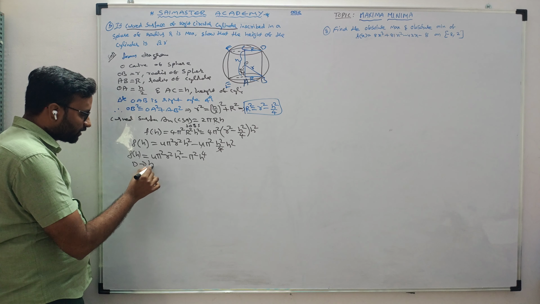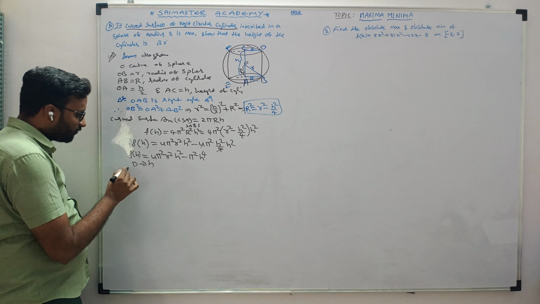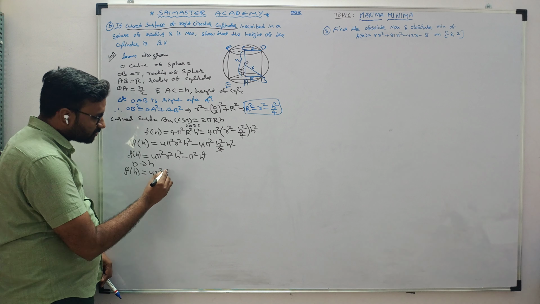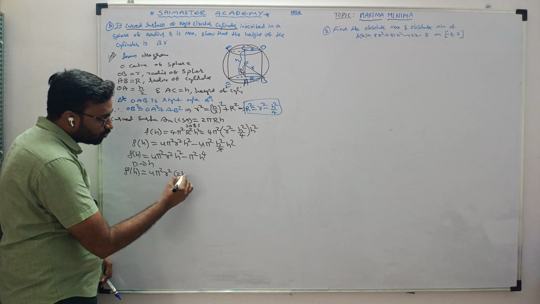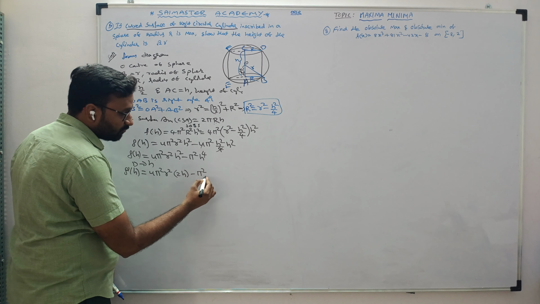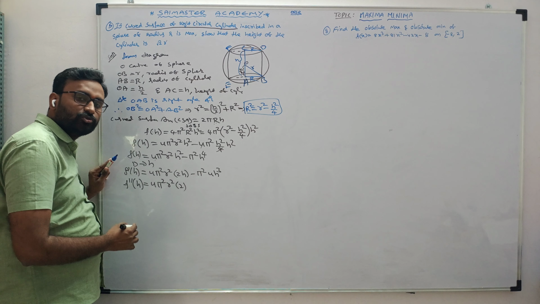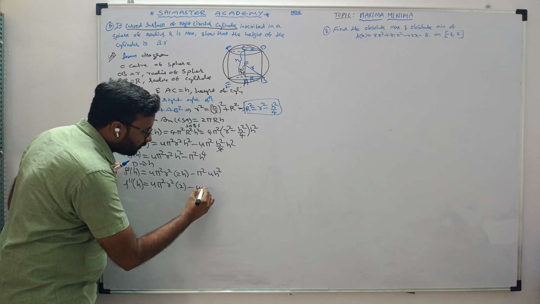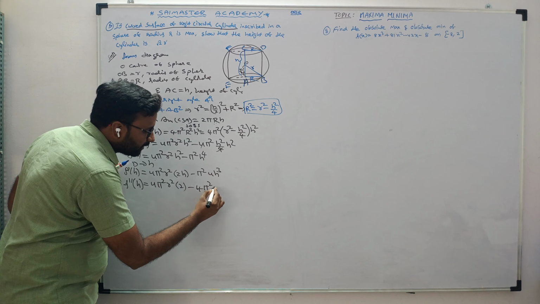Differentiating with respect to h, f dash of h is equal to 4 pi square r square, which is constant, and h square will be 2h, minus pi square constant, h power 4 will be 4h cube. Okay, now we need to find f double dash of h also. F double dash of h is equal to 4 pi square r square into 2, minus 4 pi square into 3h square.